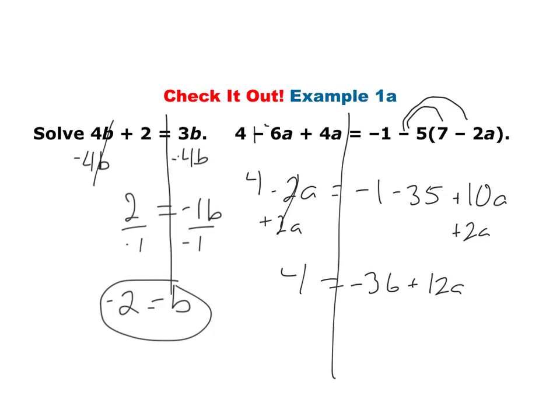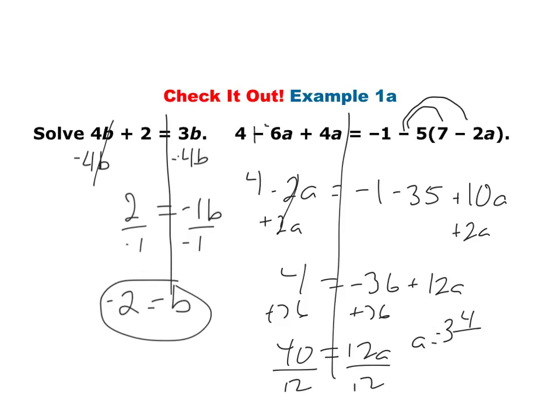plus 12a. So now I'm going to add 36 to both sides. 36 plus 4 is going to be 40. 40 is equal to 12a. Divide both sides by 12. And a is going to equal 3 and 4/12, or 3 and 1/3.